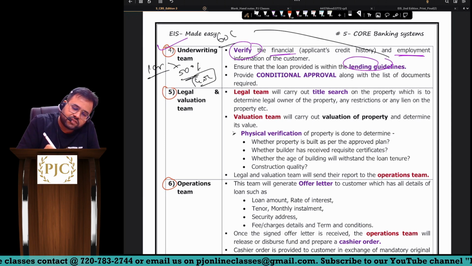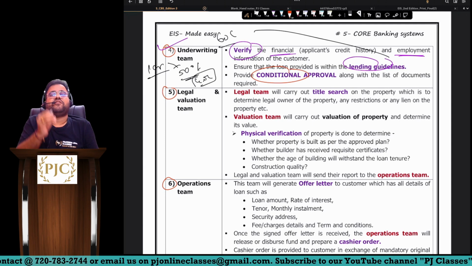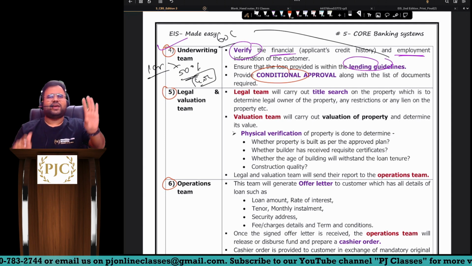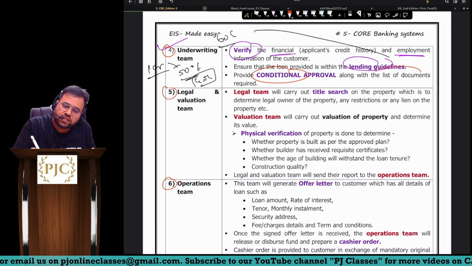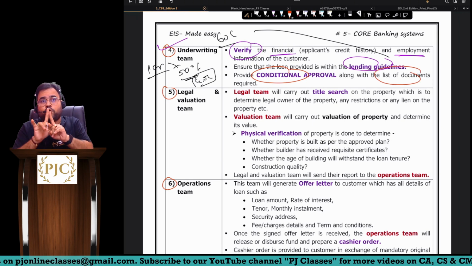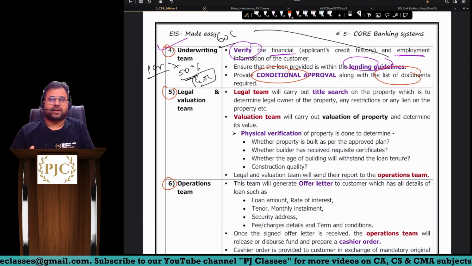Sir, after doing this complete check, the underwriting team will give a conditional approval, saying: okay, the loan can be given provided all these documents are submitted. Till now no documents are submitted, only photocopies were collected, sir.